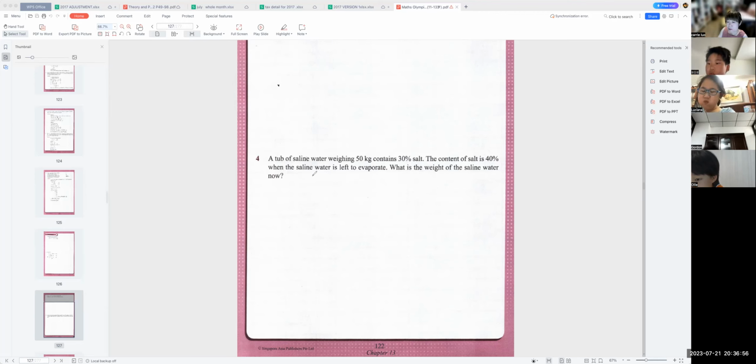Okay, so a tube of saline water weighing 50 kilograms contains 30% of salt. So how much salt is going to be there? 50 times 30%, right? Equals 15 kilograms. Okay, so I already helped you a little. The content of salt is 40% when the saline water is left to evaporate. What is the weight of the saline water now? So evaporate means some water has faded away, okay? Because of the temperature.